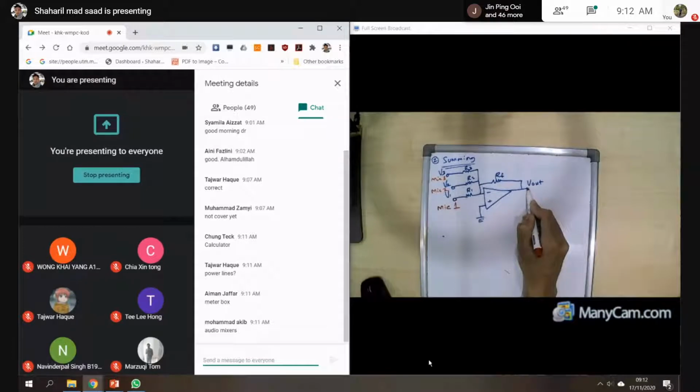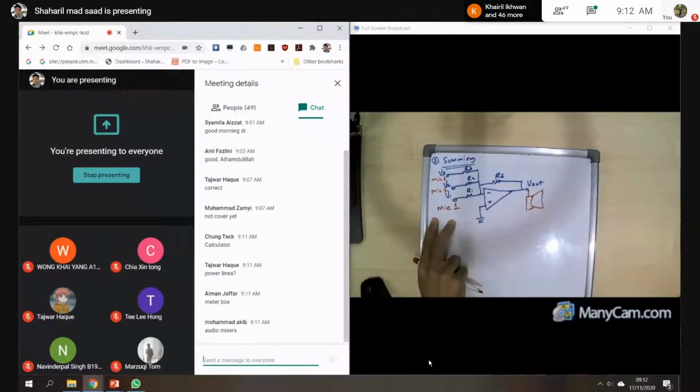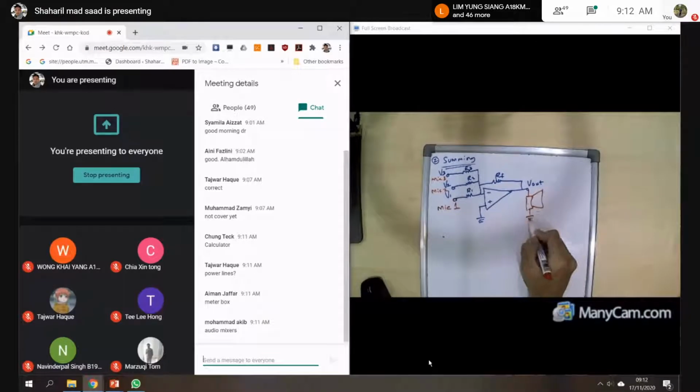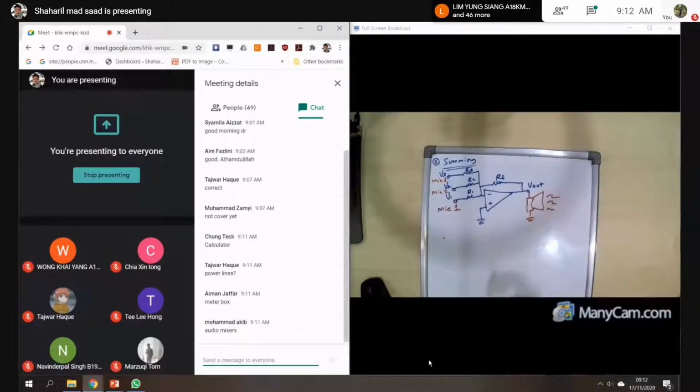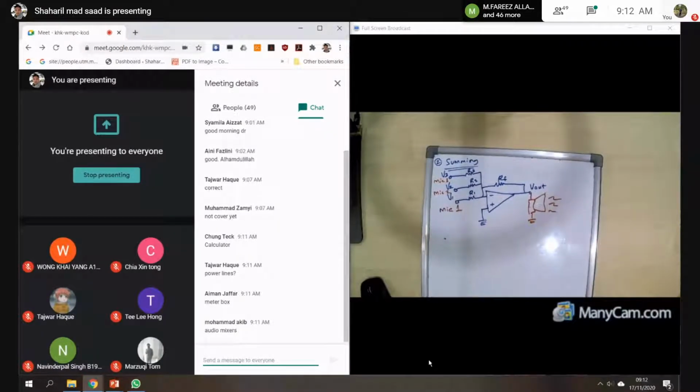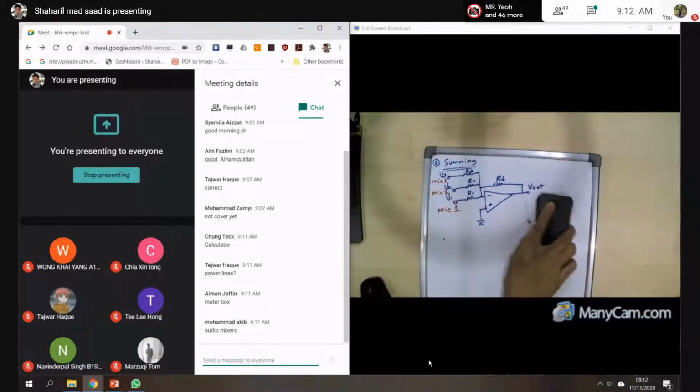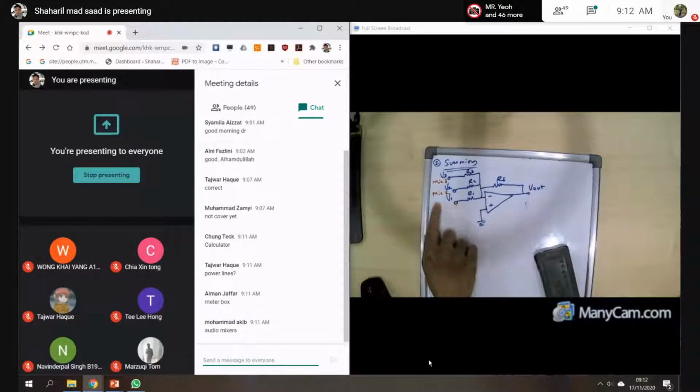So maybe this one you can put to your speaker. How to draw the speaker? Yep, this one is your speaker. So it tries to sum these inputs so that you can hear your voice at the speaker. So this is one application for the summing circuit.